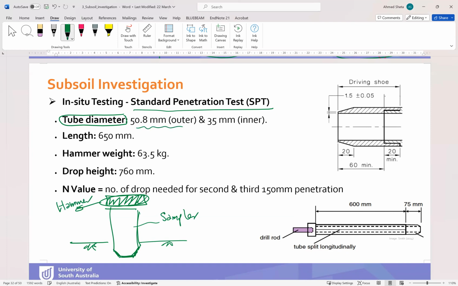The outer diameter is 50.8, the inner diameter is 33, the length is 650, the hammer weight is 63.5 kilograms, and the drop height is 760. The N value is the number of drops or blows needed for the second and third 150 millimeter penetration in the soil. So we need the number of blows to penetrate the soil the second and third time by 150 millimeters.